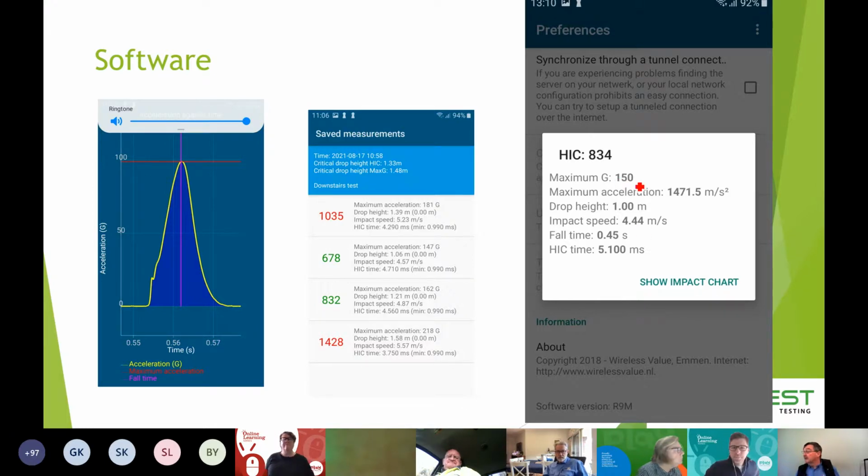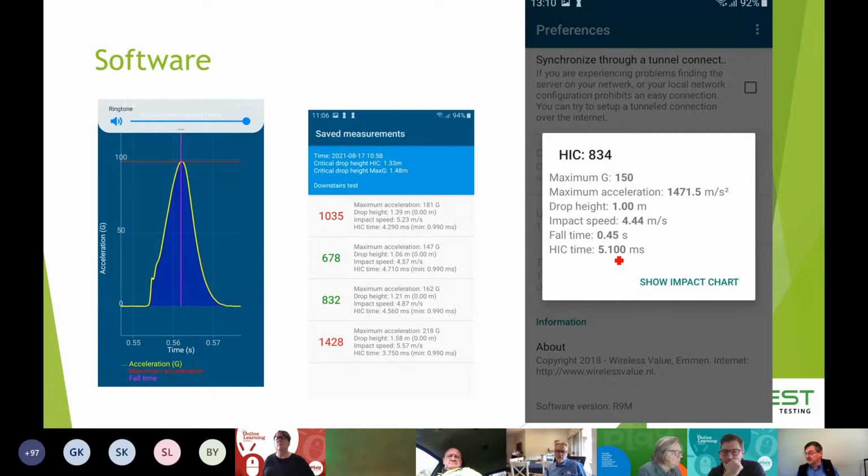Okay, different screen. So we have a HIC of 834. We have a maximum G of 150. It gives you the acceleration of what it hit the surface at, a drop height, an impact speed in meters per second, a fall time, how long it took from the time it was released to the time it hit, and the important HIC time. So out of this, you get 3 bits of information: the HIC, the Gmax, and the time, the T122.